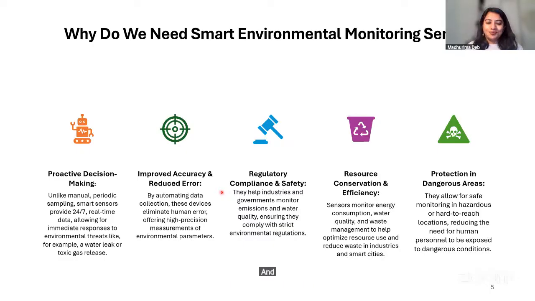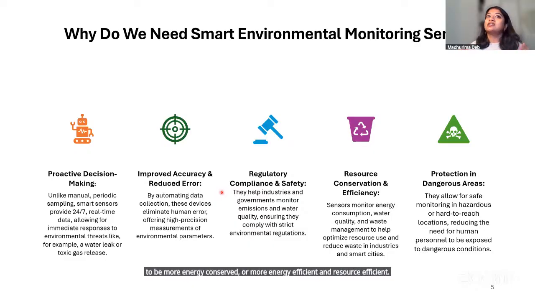And as we are supposed to be looking at the conservation of energy in today's world, that's why we should look at the design of smart sensors to be more energy efficient and resource efficient, so that they do not consume a lot of energy themselves. That should also be kept in mind.